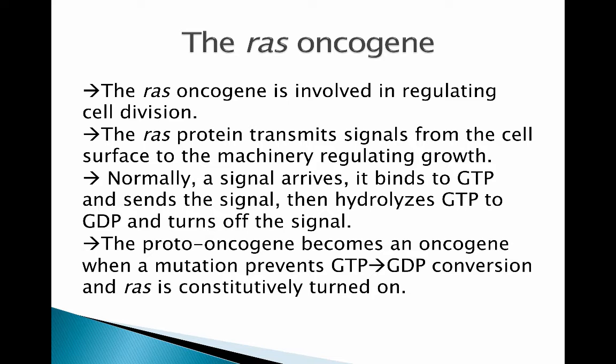Now, the proto-oncogene, which is very useful, becomes an oncogene when we get a mutation in that region that's involved in turning off the signal. So GTP doesn't get converted to GDP, it stays stuck with GTP, and that means RAS can't turn off, so it just starts telling the cell, grow, grow, grow.